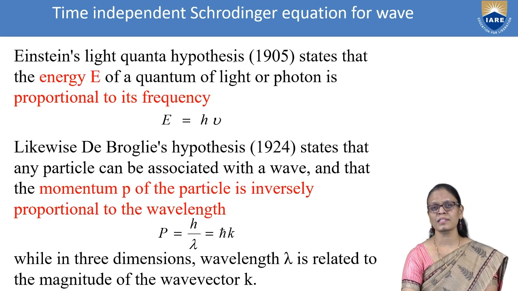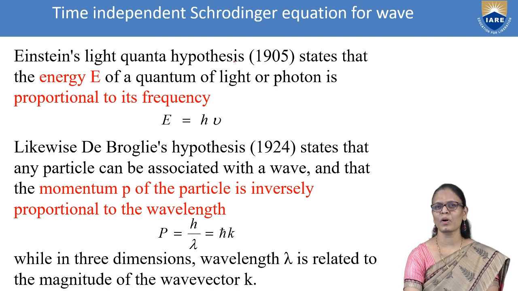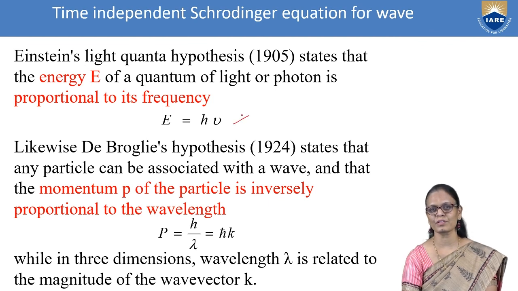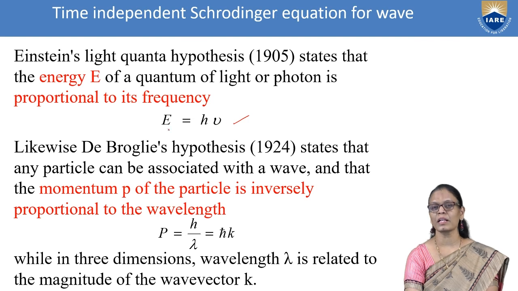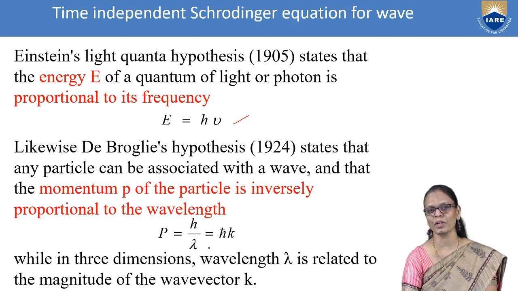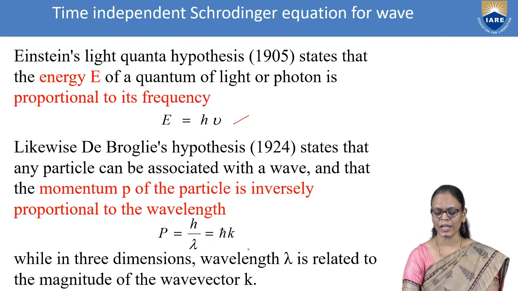Now, considering de Broglie's equation. How did we get the de Broglie equation? First, we have considered Einstein's equation, that is Planck's quantum theory, E is equal to h nu. And then de Broglie gave us this relation, P is equal to h upon lambda. So we are going to use these two equations.